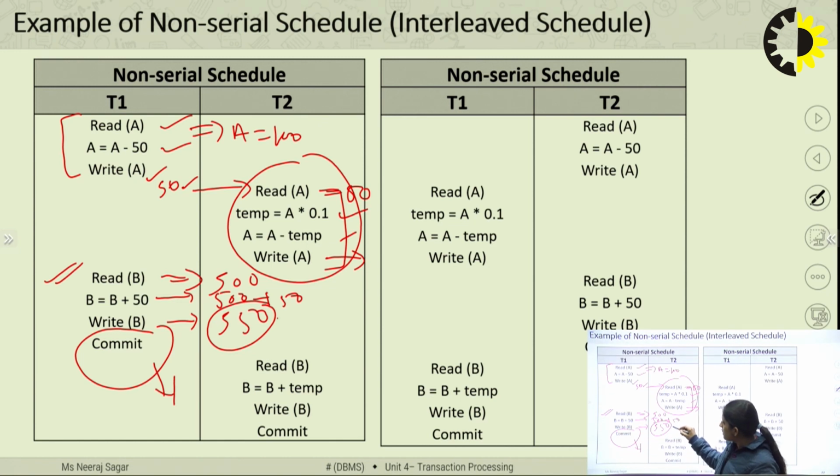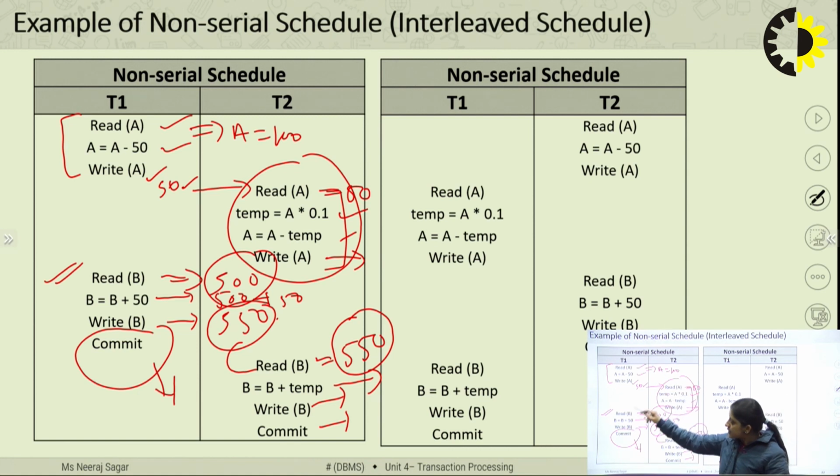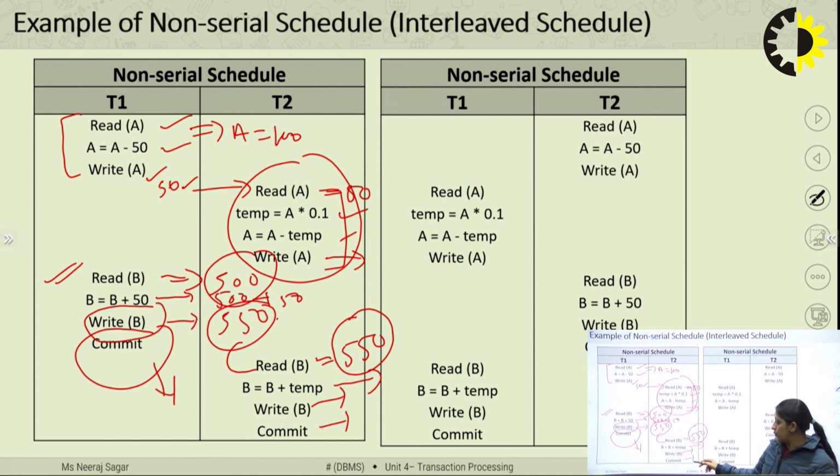Now T2 reads the value of B, that is 550, because T1 first wrote this value and then committed. So then again the T2 transaction starts to execute, and the value of B is 550 rather than 50. Now after that, it performs this operation, and again it writes B and then commits. In this scheduling, we change the value of B two times, first in T1 and second in T2. This is an example of non-serial scheduling.